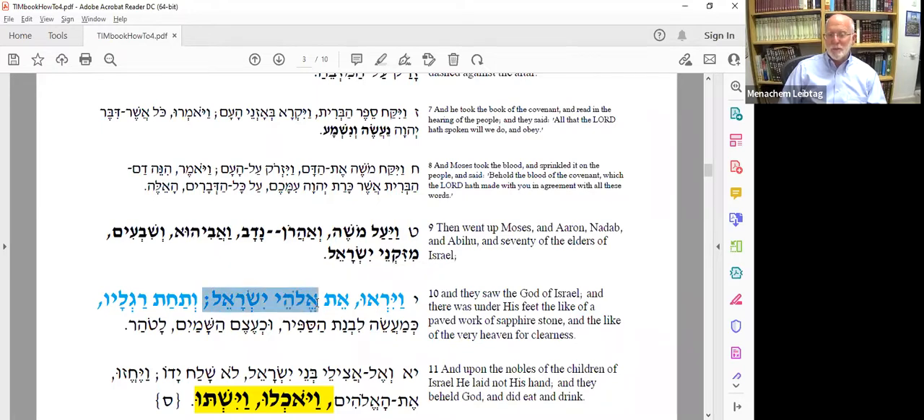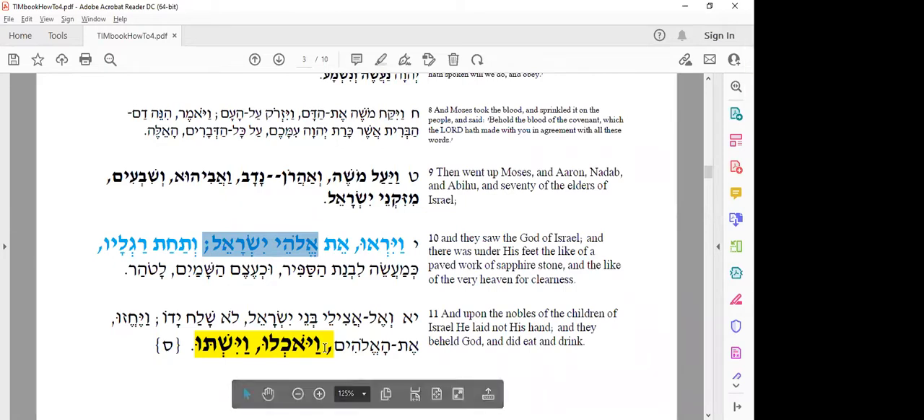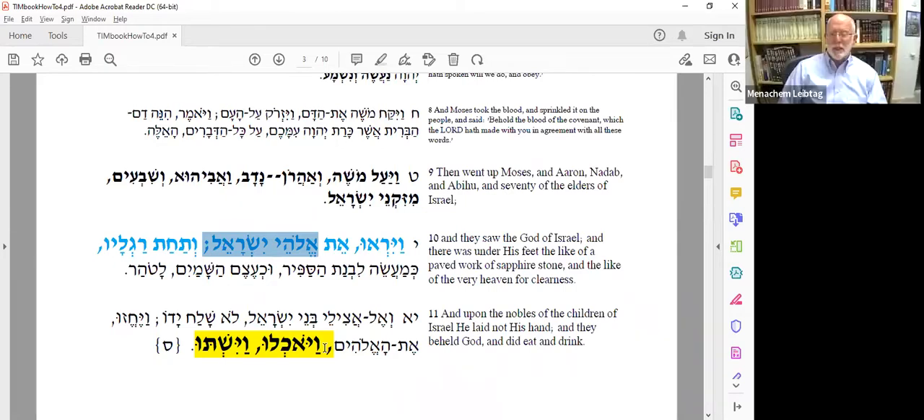Got it? They saw the God of Israel, whatever that means. Keep that in mind; we'll get to it later. And despite this, what happened? They were able to see God, and they ate and they drank the korbanot. Basically, at this point, no one gets punished. Maybe they did nothing wrong. Again, an argument among the commentators.